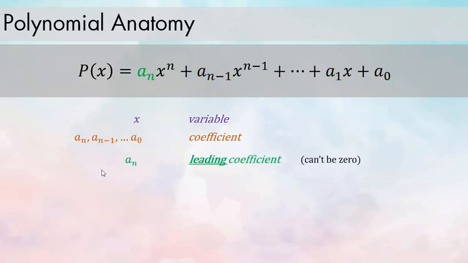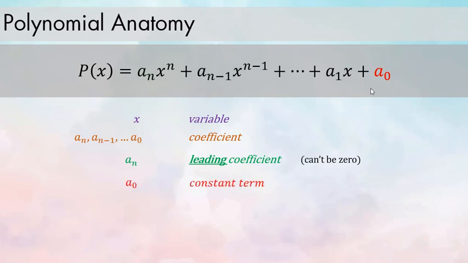And among those coefficients, there are two special coefficients. The first one is a_n. It is called the leading coefficient because it stands first in the line. It is the coefficient that is multiplied by x to the power of n, the term with the highest degree.